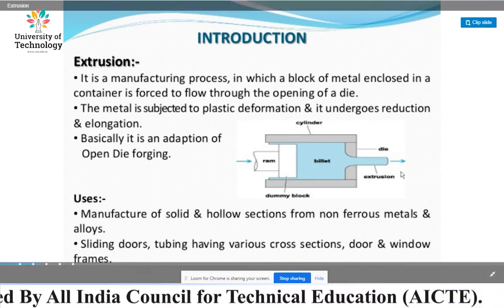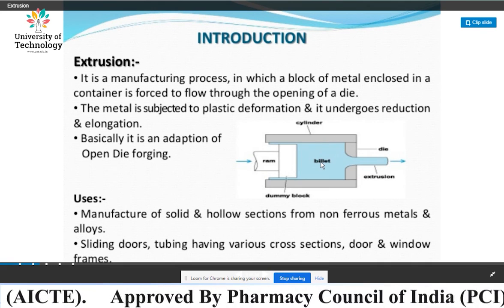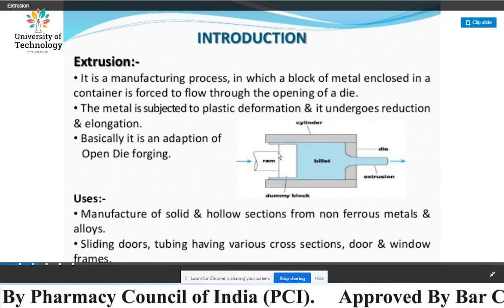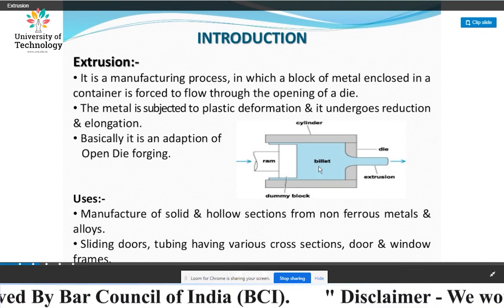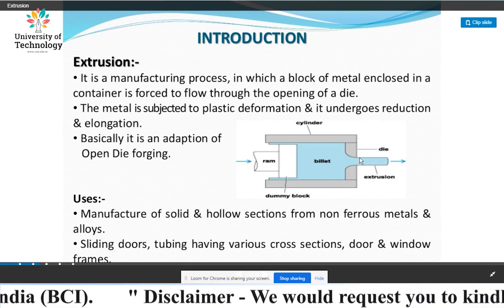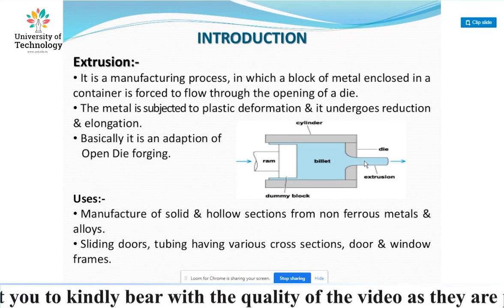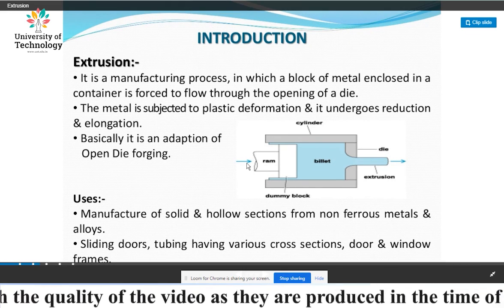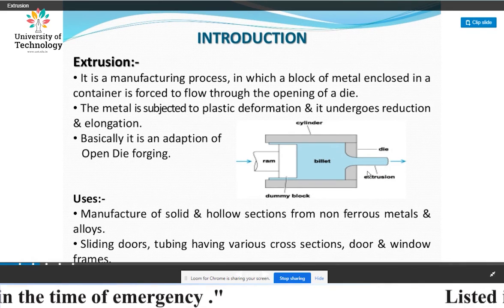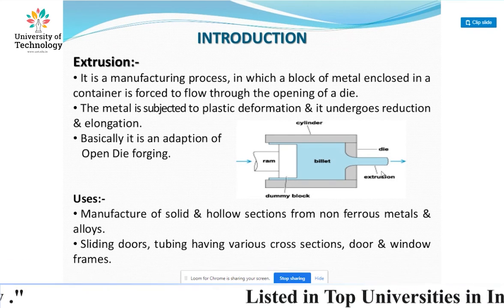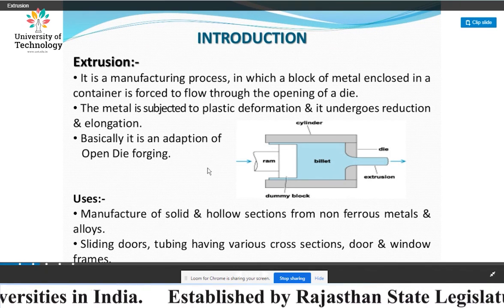We can see here in the extrusion process, in a cylinder you have a billet and the billet is pushed by a ram. An external force is applied on the ram and it pushes the billet, and at the end of the block is mounted a die which has the required shape of the material. The ram pushes inward and the material is extruded from the die in the desired shape. That is the basic phenomenon of the extrusion process.